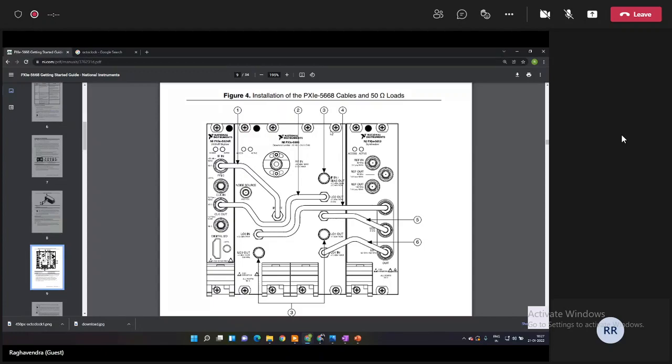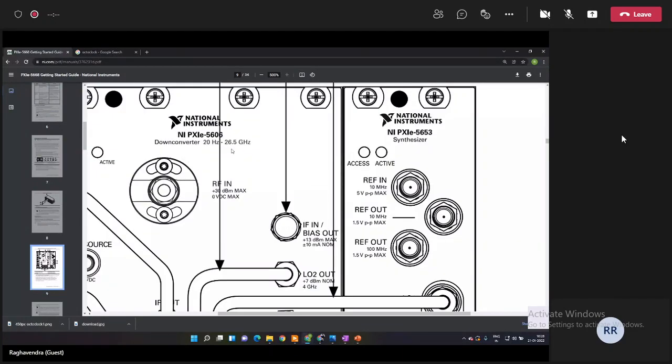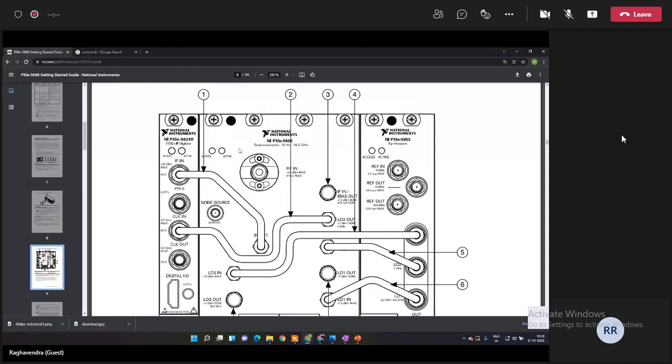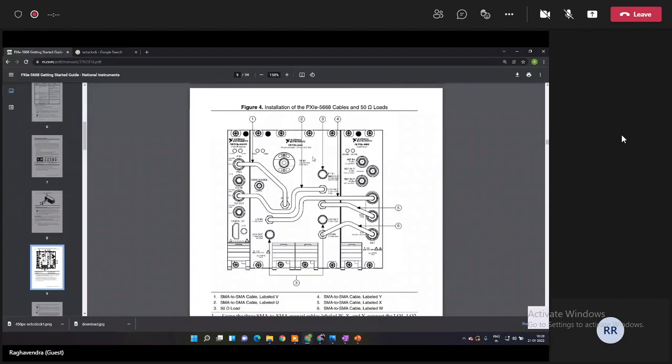This is useful for things like spurious signal detection, record and playback systems, etc. I've actually used it for a project, and I'll explain what I did. This system is capable of receiving up to 26.5 gigahertz, and the lower frequency is also pretty low. You can see over here that it's from 20 hertz to 26.5 gigahertz, which is a pretty low frequency.